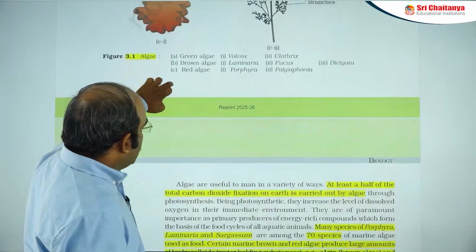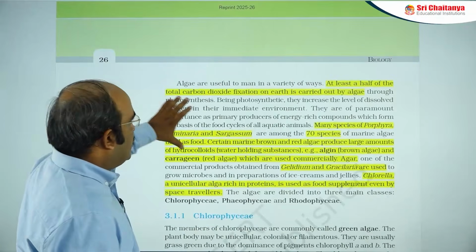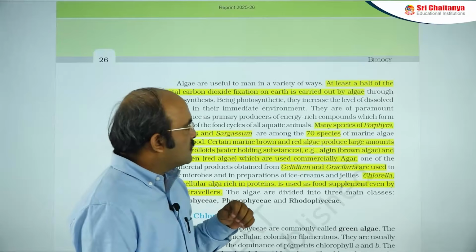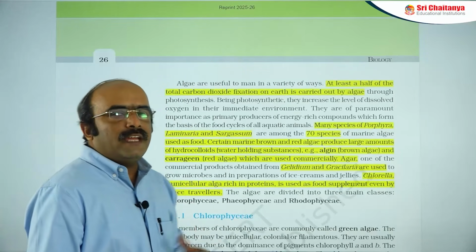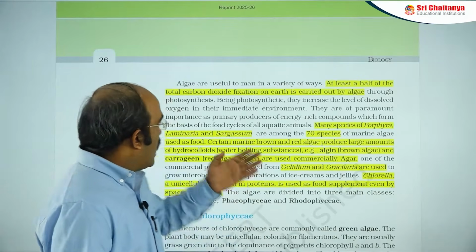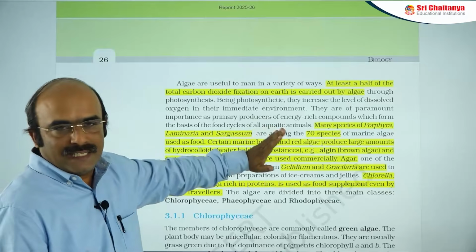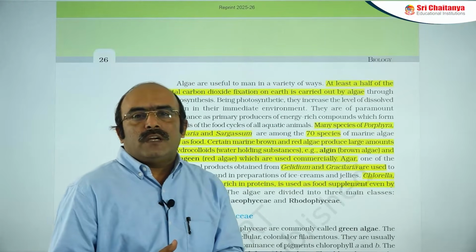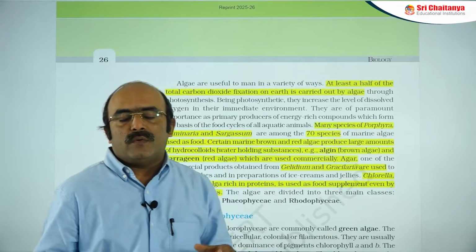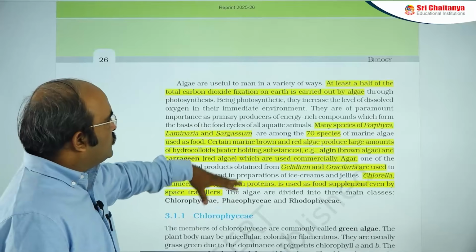Now, the other one is the economic importance of algae, which we need to concentrate on in terms of questions and answers. So, algae are important in very different ways. The first is that at least half of the total carbon dioxide fixation is carried out by algae. Whenever they do carbon dioxide fixation, they carry out oxygenic photosynthesis, so they increase the dissolved oxygen content in the nearby environment where they live.